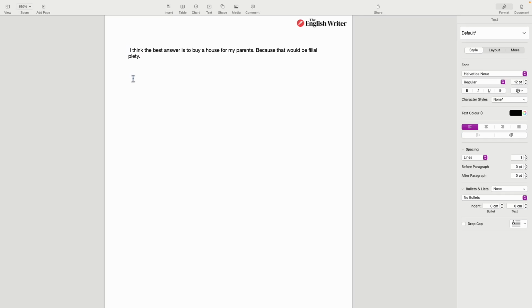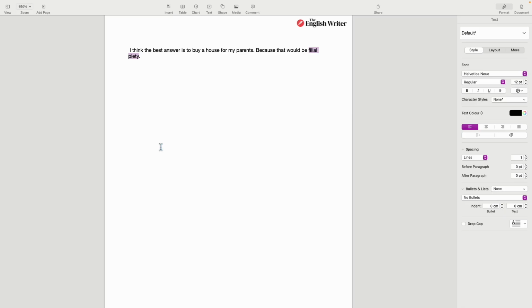I think the best answer is to buy a house for my parents, because that would be filial piety. Now, a word on this filial piety phrase. It's not something I've ever used in my own life, and that maybe speaks of cultural differences between myself and my students. In fact, I don't think I'd ever heard the expression until my students started using it. But it is in the dictionary, and it is correct, so I will leave it.